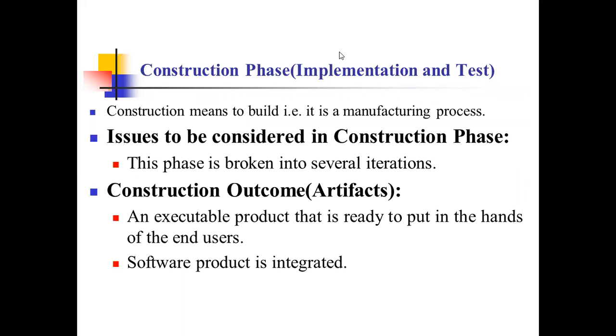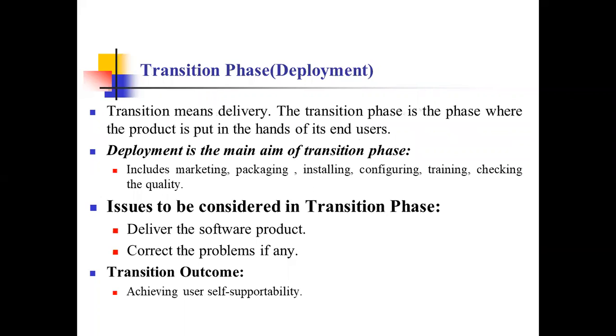So this is the construction phase. In that we are going to implement and test that product. Then the next phase is the transition phase. Transition phase means deployment. Transition means delivery. The transition phase is the phase where the product is put in the hands of its end users. We are going to hand over that product to the end user. That is deployment of the system.